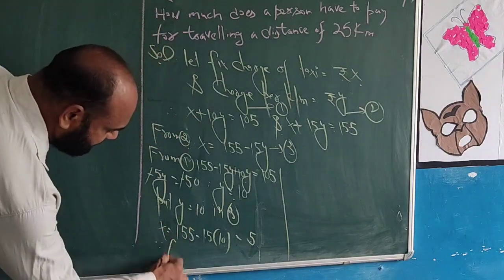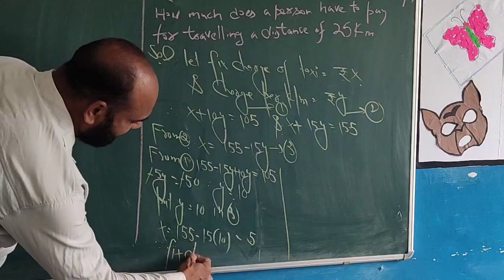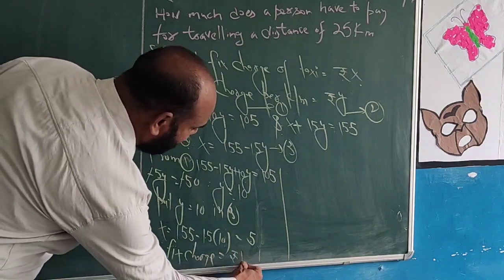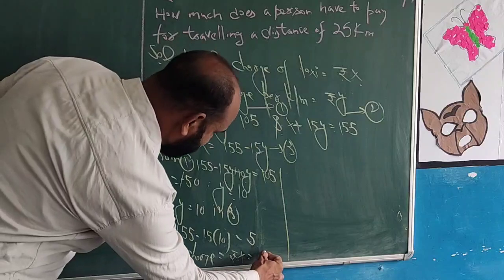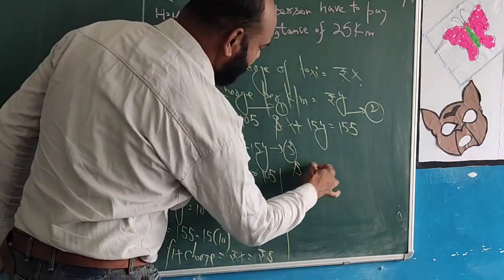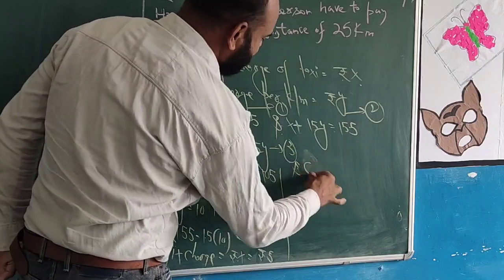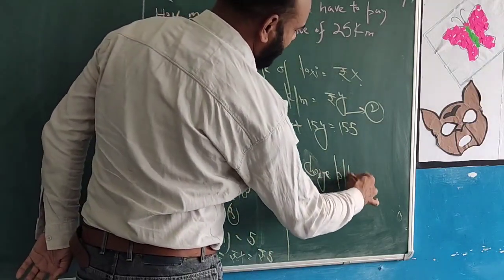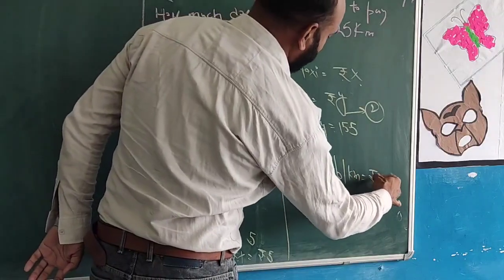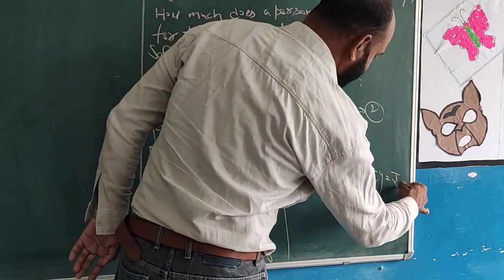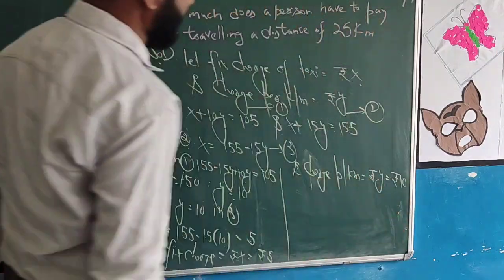Therefore, the fixed charge is equal to rupees x, and here x is 5. So the fixed charge is rupees 5, and the charge per kilometer is equal to rupees y, and y is 10. Therefore, the charge per kilometer is rupees 10.